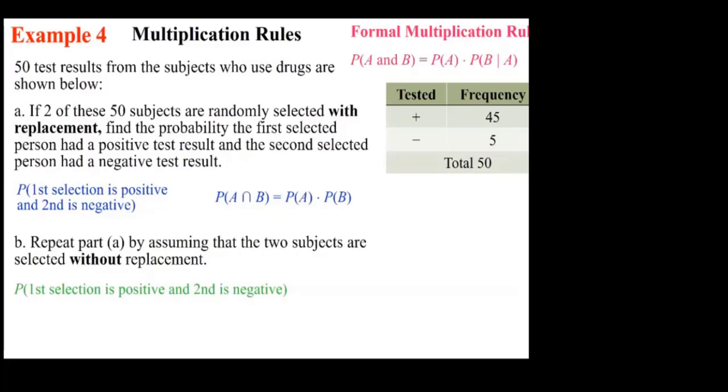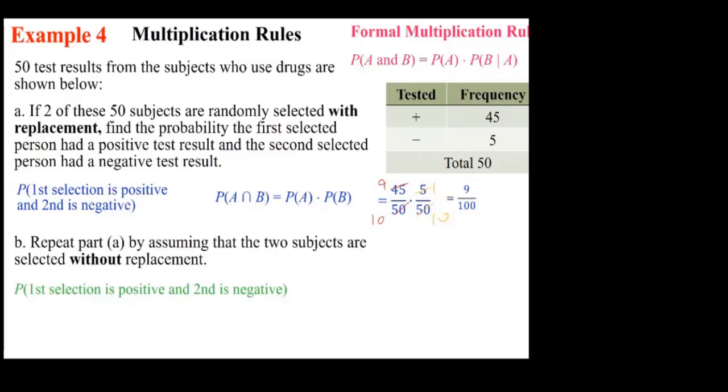So what is the probability that the first selection is positive? Okay, we have 45 that have tested positive, so 45 out of 50. And the second one is negative, 5 tested negative. So 5 out of 50. And we simplify. So 5 and 50 cancel out to 1 over 10. And then this one gives you 9, this one gives you 10. And that's how you get to 9 over 100. So that's an independent case because it was done with the replacement.